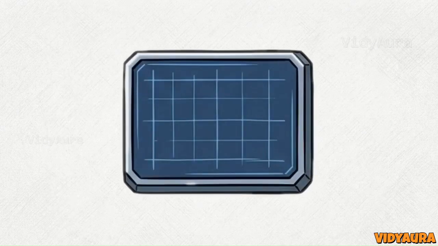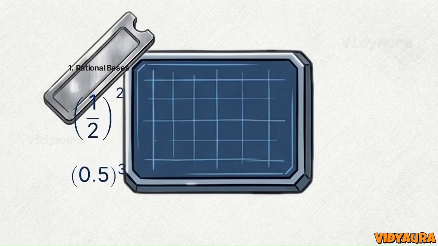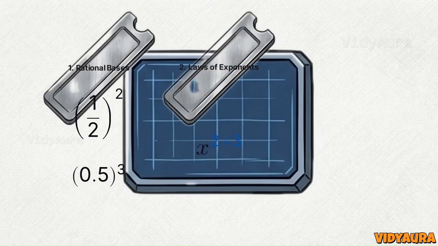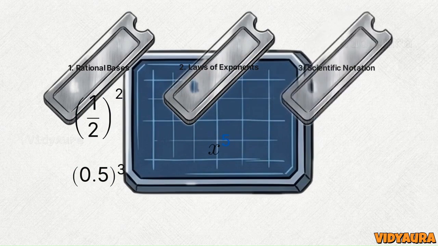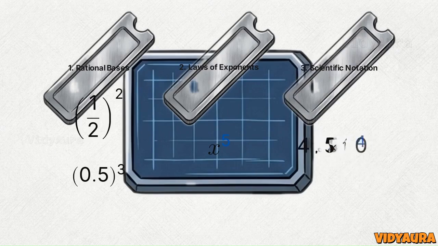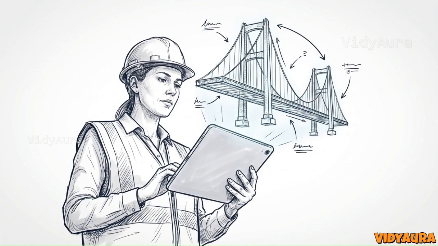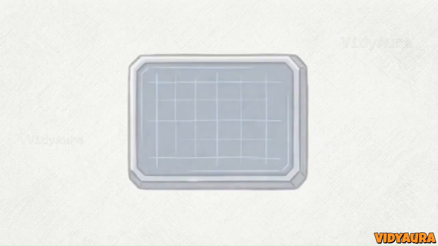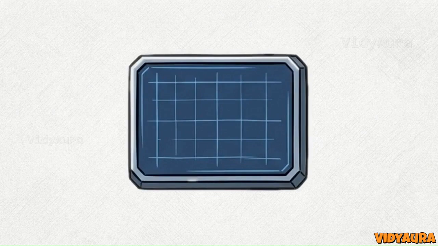To effectively use this tool, you need to master 3 specific areas: calculating with rational bases like fractions and decimals, applying the laws of exponents to speed up your operations, and formatting your final answers into scientific notation. By the time we finish, you will have the specific mathematical tools required to process distances and sizes that standard notation simply cannot handle. This diagram shows exponents interacting with fractions.